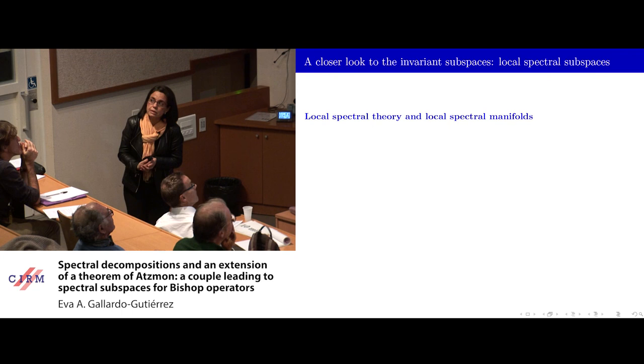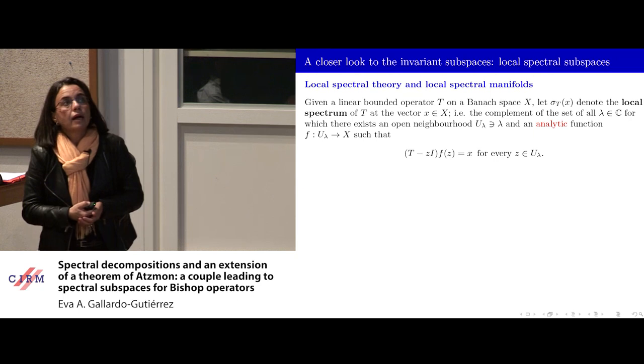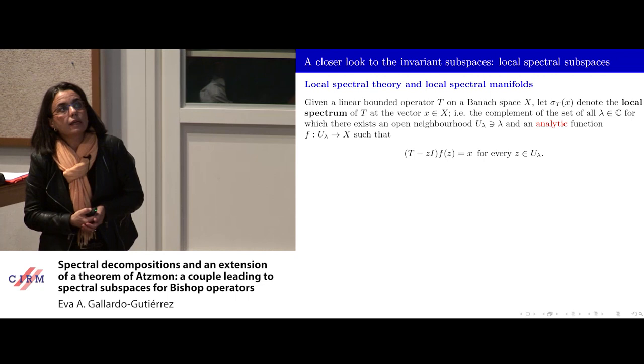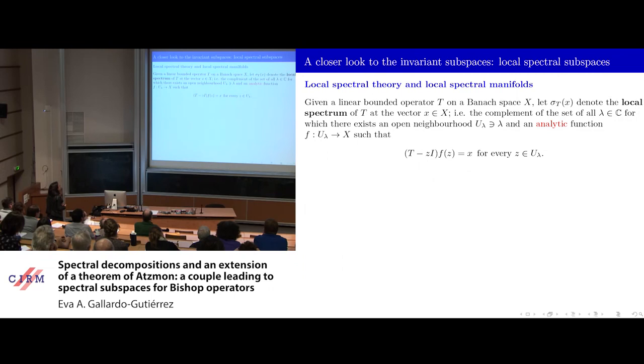spectral theory. If you have a linear bounded operator T on a Banach space and a vector x, the local spectrum sigma_T(x) is just the complement of the points in the complex numbers such that there exists an open neighborhood U_lambda and an analytic function f such that you can invert locally, that is, (T minus zI) inverse x is f(z) for every z in the open set U_lambda. Indeed, if this inverse is unique, for those that know about local spectral theory, the operator is said to have the single-valued extension property.